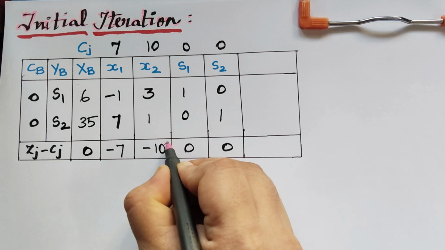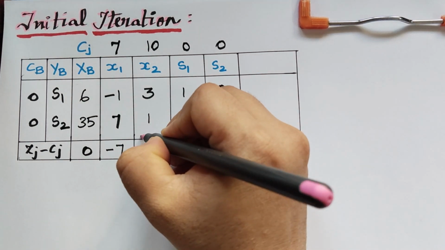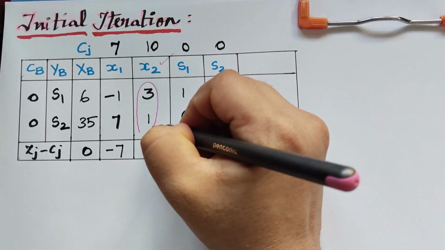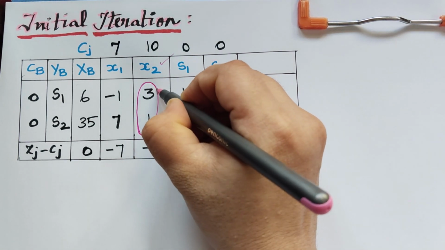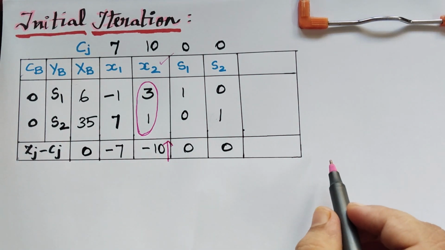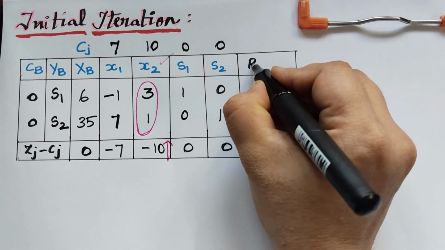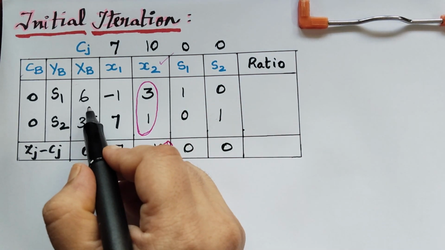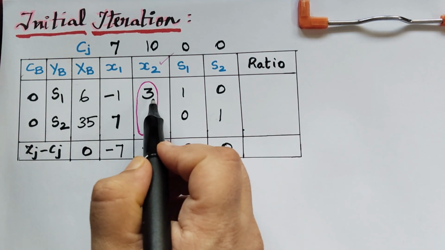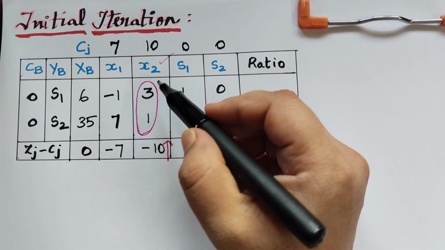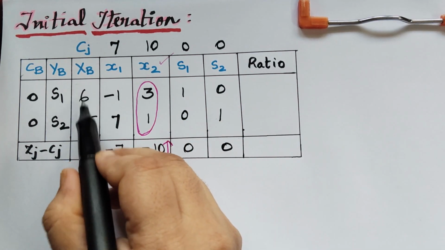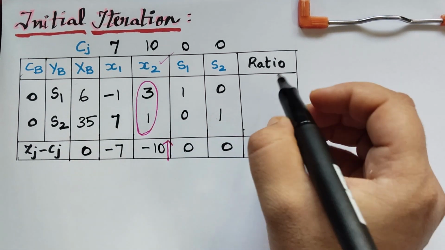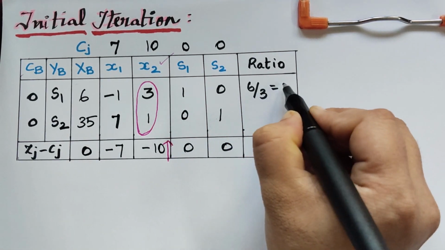So that will be the entering variable. So what is the variable corresponding to it? x2. So x2 will be the entering variable. Now we have to find the leaving variable, for which we have to find the ratio. So how is this ratio done? The solution space has to be divided by the corresponding entering column element. So this is the solution space. So this is the entering column. So 6 divided by 3 is the first ratio and that is equal to 2.